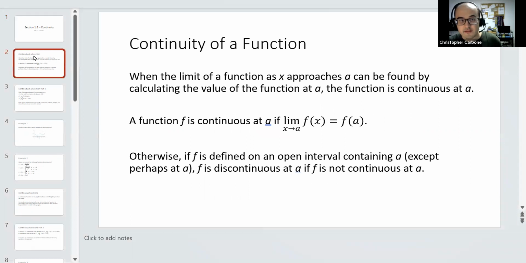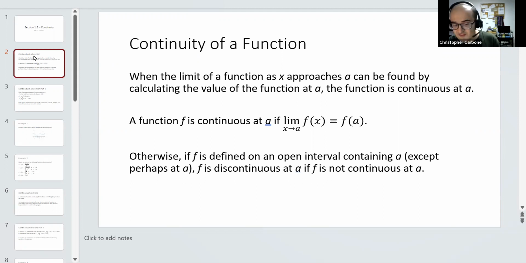So, the continuity of a function. This is where the limit of a function as x approaches a can be found by calculating the value of the function at a. The function then would be continuous at that point a. So our function f is continuous at a if the limit as x approaches a of f of x is equal to that particular value, f of a.